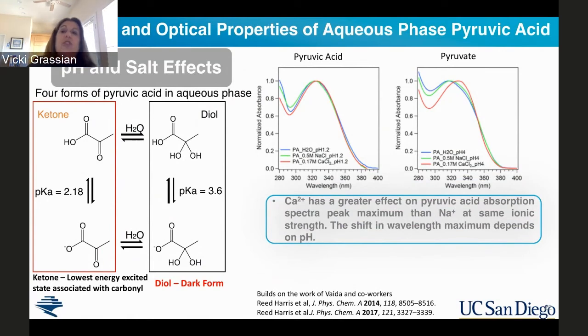And then we do these experiments under conditions where we have the deprotonated form. And so what I want to show you here, in the presence of salts or just water, we have very little changes in the absorption maximum. But in the case of pyruvate, when we have calcium present, we have a shift in the wavelength shown there.